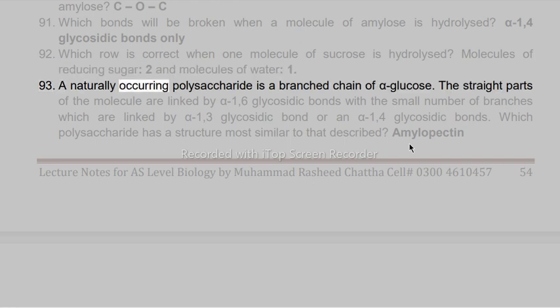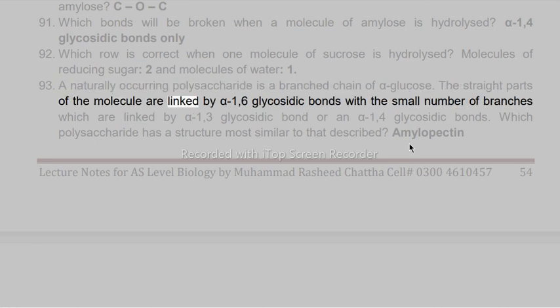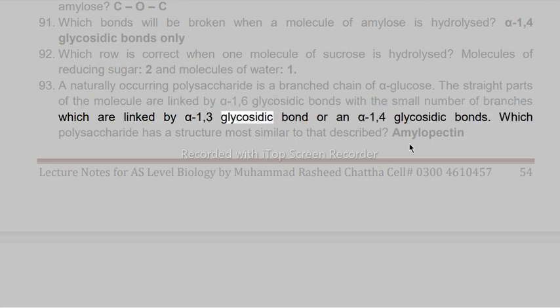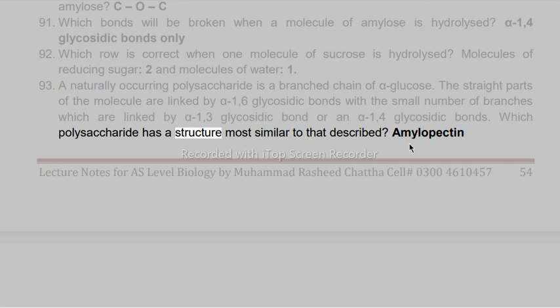93. A naturally occurring polysaccharide is a branched chain of alpha-glucose. The straight parts of the molecule are linked by alpha-1,4 glycosidic bonds with a small number of branches which are linked by alpha-1,6 glycosidic bonds. Which polysaccharide has a structure most similar to that described? Amylopectin.